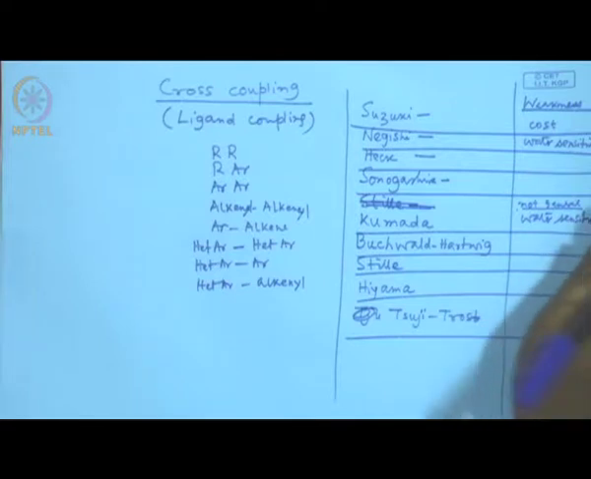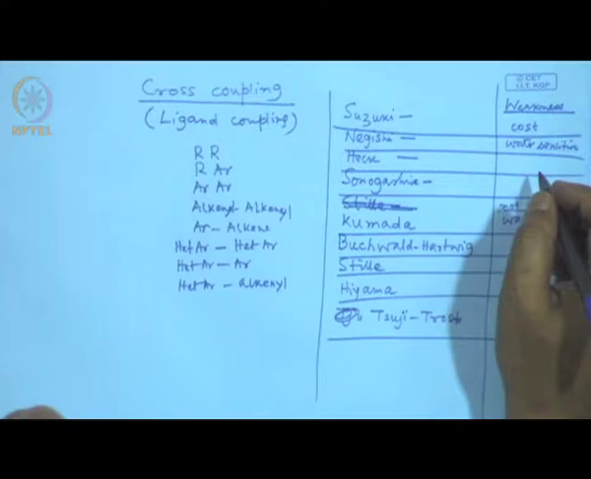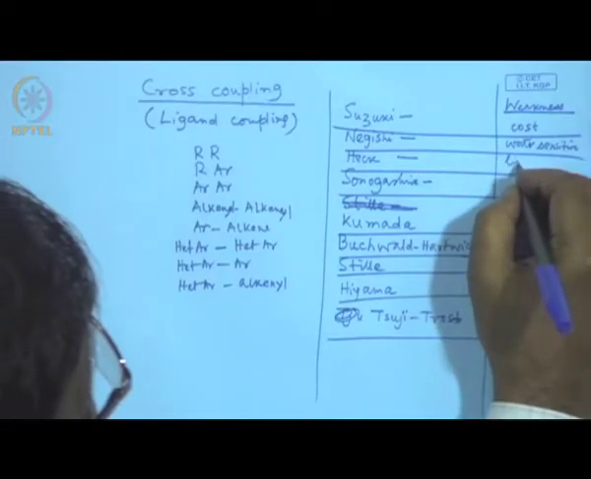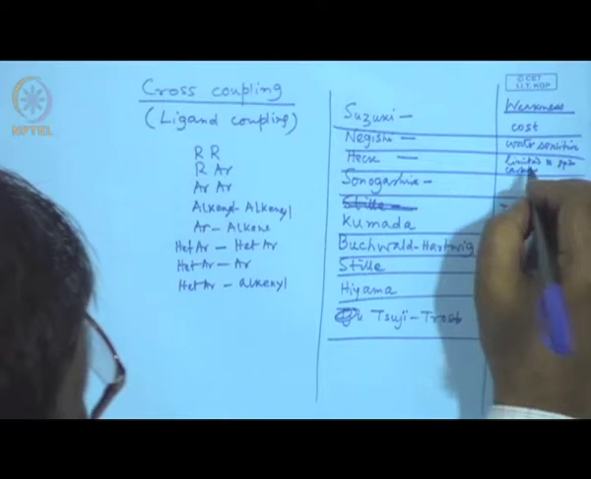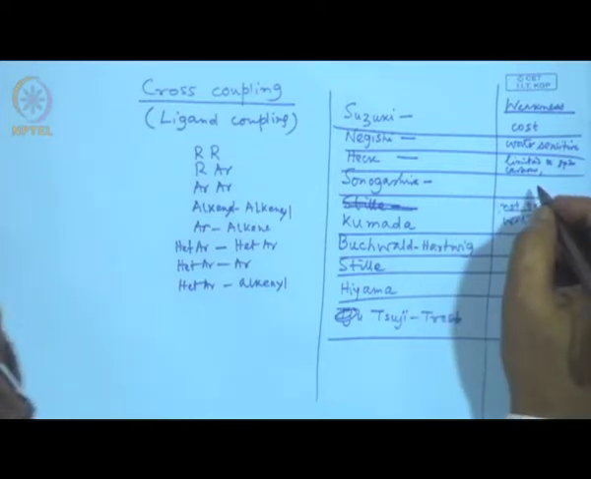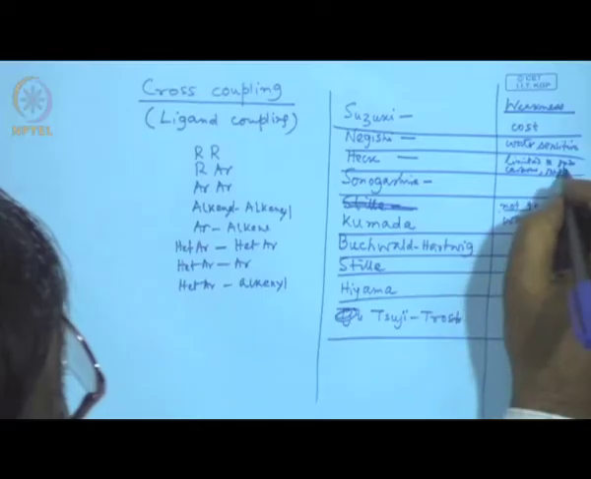The Heck coupling: what are its weaknesses? Heck coupling involves sp2 and sp2, right? So sp3 cannot be done. That means the scope is limited to sp2 carbons. And one more: Heck coupling is good for intramolecular reaction, but it also gives rise to regioisomers. If you have a double bonded compound, you can have addition at the alpha or beta position, so there is a regiochemical problem.